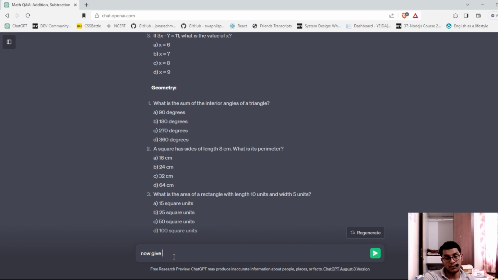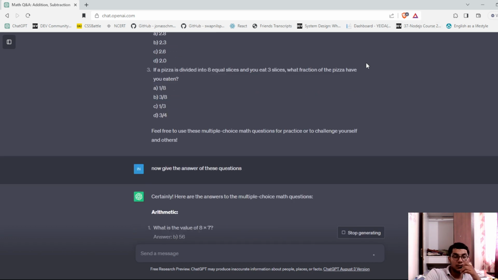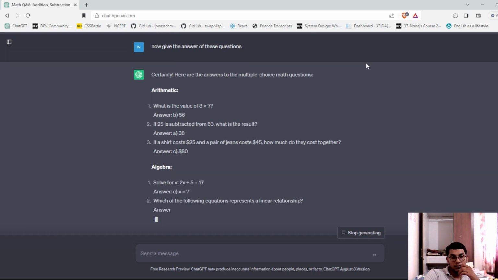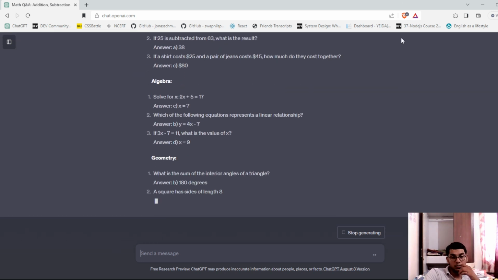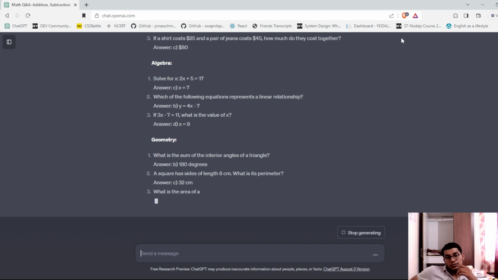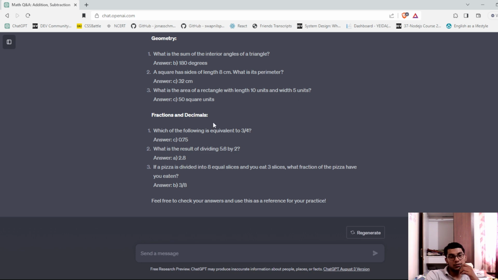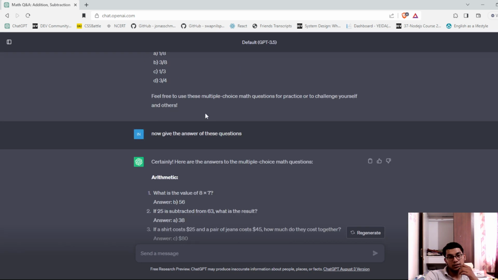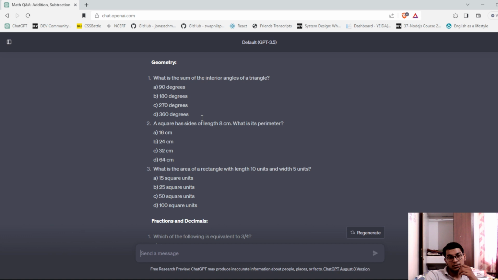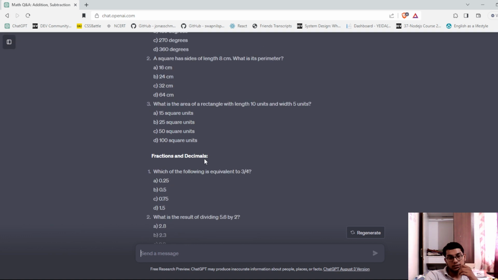Now let's give the answer. Next question. I have to check the geometry part of the book. Yes, 50. Length into breadth. Now fractions and decimals. Fractions and decimals are parts. Let's check which of the following is equal to 3 by 5. 0.6 will be the answer.